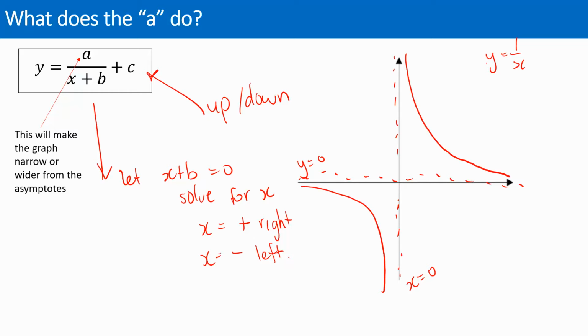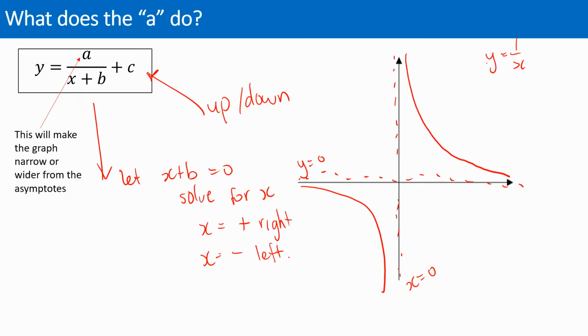Quiet down. Thank you. So, what A is responsible for, and this is what I want you to write down as you're writing your notes, is that A will make it narrower or wider from the asymptotes. See, these are your asymptotes. It's either going to stretch the graph away from them, or it's going to stretch the graph closer to the asymptotes. And I'll show you in GeoGebra so you can see what A does. I'm going to change the A value so you can see what it does, because now you know what B does and you know what C does. I want to change A so that you see what happens to it.